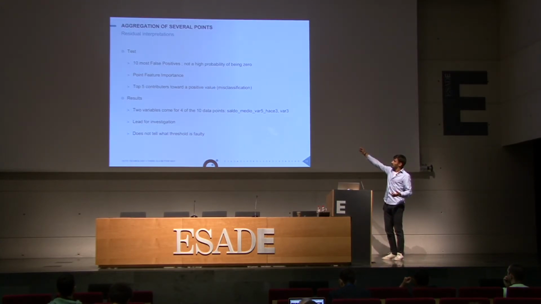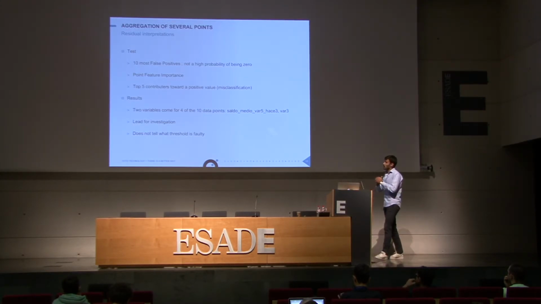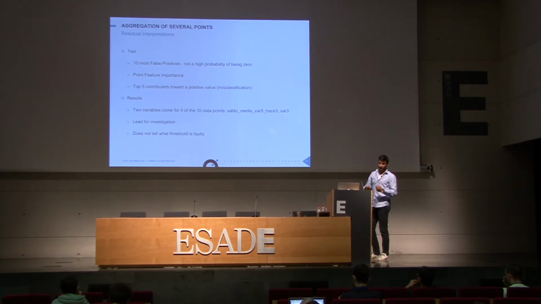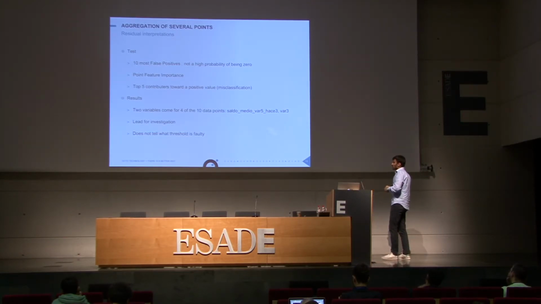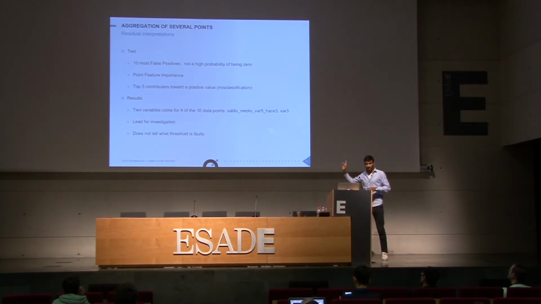So I took those 10 points, right? So not the high probability of being 0. I make the point feature importance, and for each point, I take the top 5 contributors toward a positive value, right? If you remember the sigmoid function, the points that make it close to the class 1. And the results are quite interesting because for 4 of the 10 data points, 2 variables come out. And they are saldo_medio_var5_hace3, sorry, it's Kaggle, and var3. And actually, they are not the killer features that we had before. So we're plainly into small signals here. Those variables are actually really meaningful for those 10 points, or at least 4 of them. And it's because of them that they are wrongly predicted.